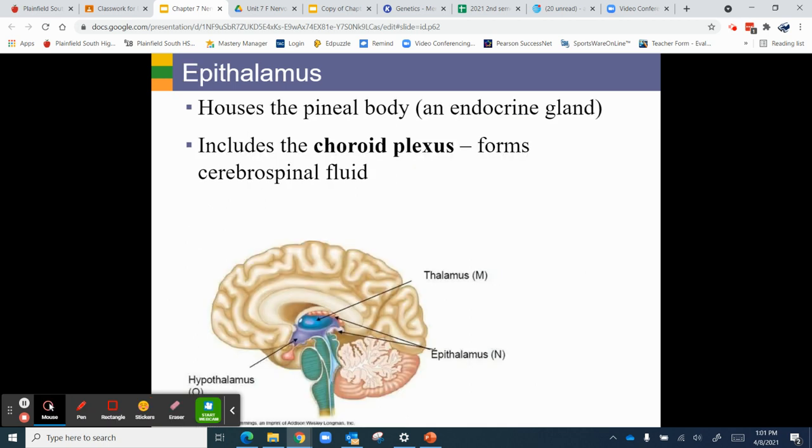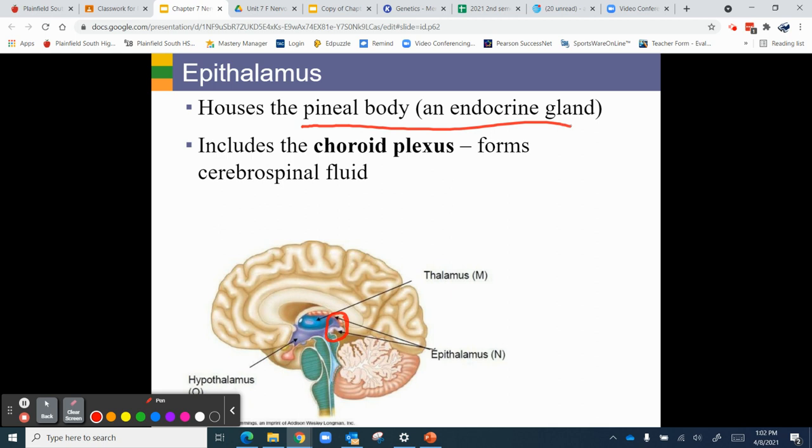The other portion then is the epithalamus. So this is the portion here towards the back. In this diagram, what you're looking at for the most part is this whitish area right through here. That's going to be our epithalamus. And this is where the pineal gland is actually. So this is part of the endocrine system.